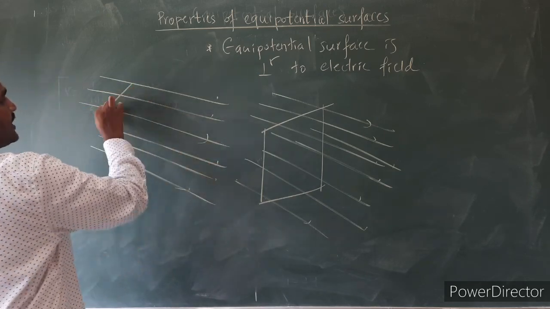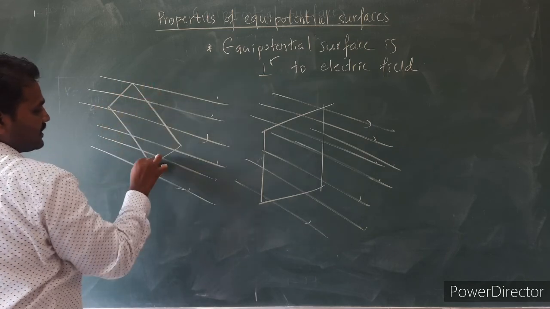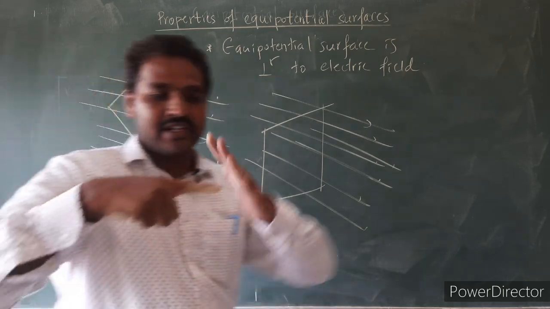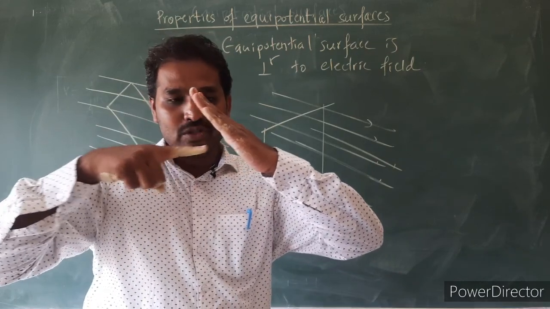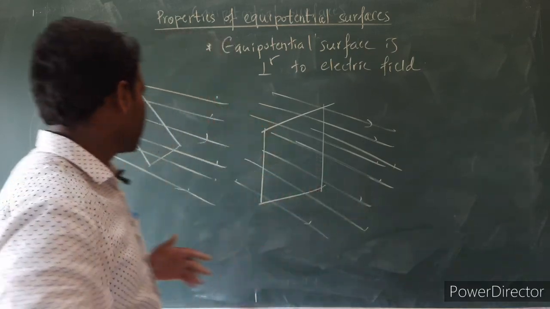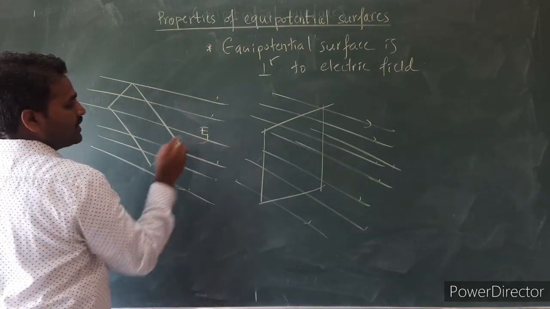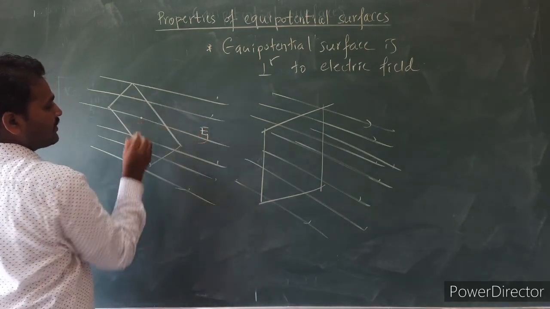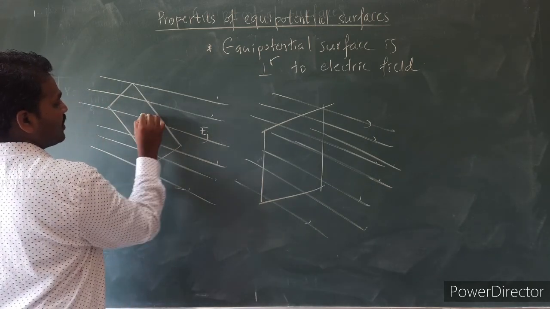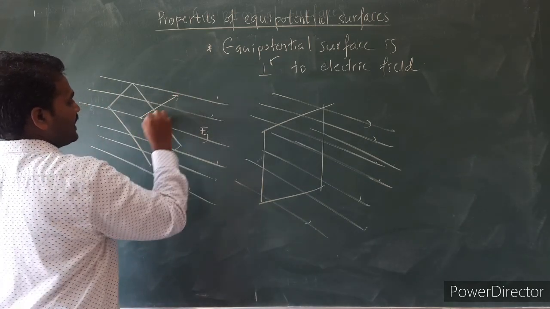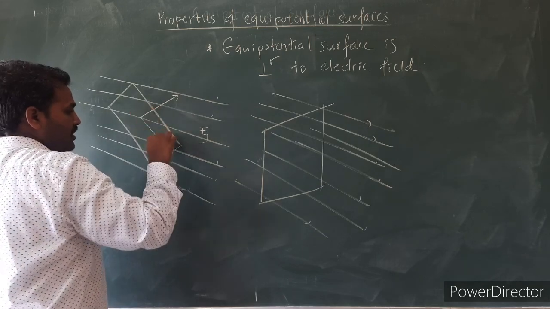See here, let me say it is something oblique like this. If it is my electric field, let us consider the surface which is at some angle to the electric field. In such condition, what happens? If it is the magnitude of the electric field, this electric field I can resolve into 2 components. I will have some perpendicular component like this, another component will be along the surface.